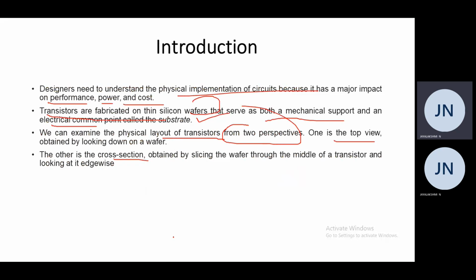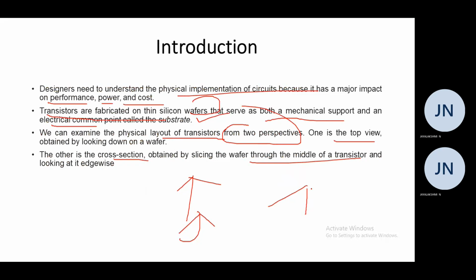So what is the top view? Top view is nothing but seeing the circuit down on a wafer, looking down on the wafer. Cross section is seeing the wafer through the middle of a transistor and looking at it edgewise. So we have two perspectives: one is the top view, the other is the cross section view. Top view is looking from above, and cross section view is looking at the edges as well as the middle of the transistor.